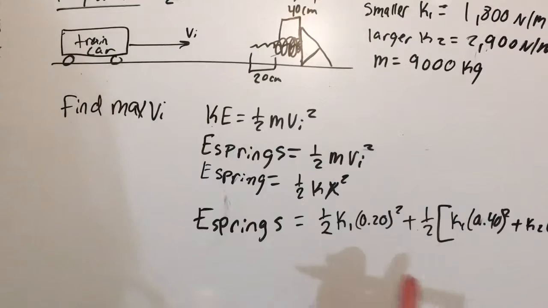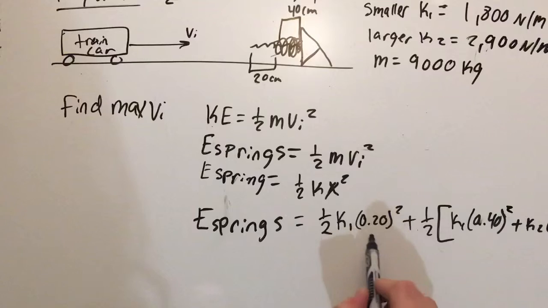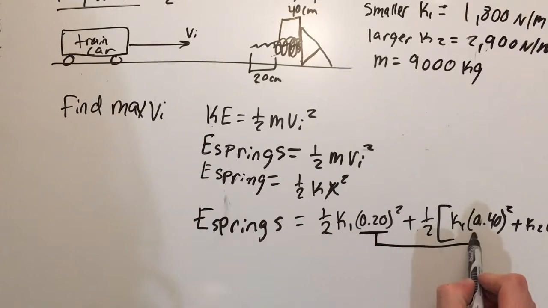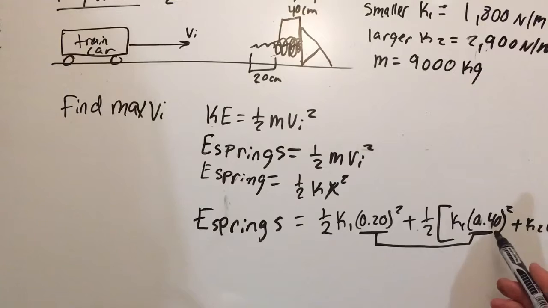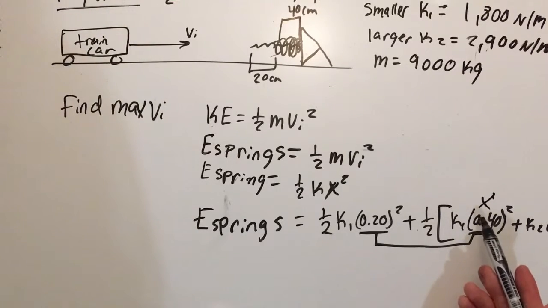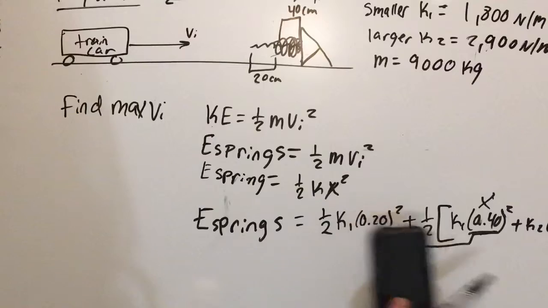But this is incorrect, and I hope you can see why. The reason is that we have already said that spring 1 goes 20 centimeters. So if we then say it goes 40, the x here is the displacement measured from equilibrium. So it's not actually going 40, it's going 40 more than 20. This would be incorrect, because it presumes that it's starting from equilibrium, which it doesn't. It starts from 20 after that point. I hope you can see why that is.